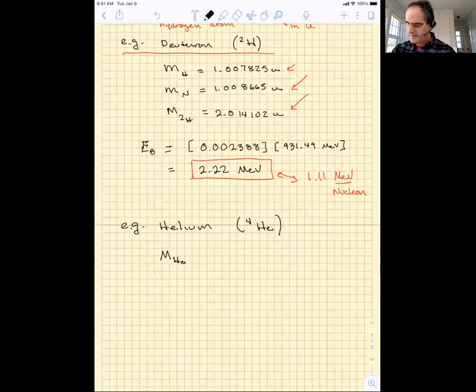And the mass of a helium-4 atom is simply 4.002603 atomic mass units. So using that and what we've already written down, go ahead and find out the binding energy for a helium-4 nucleus, and then go ahead also and figure out the binding energy per nucleon.